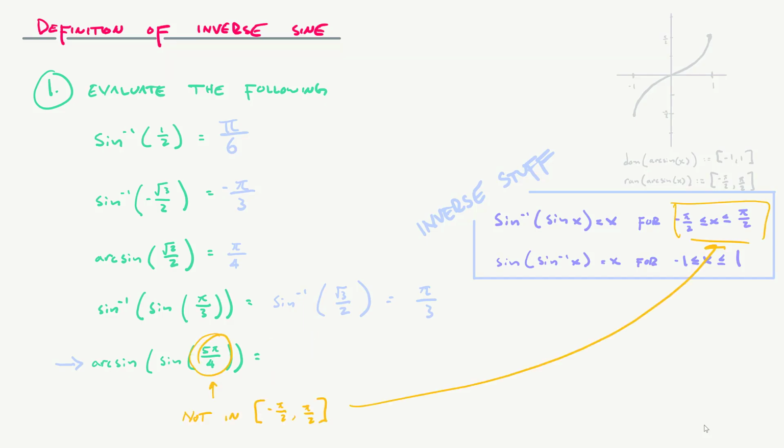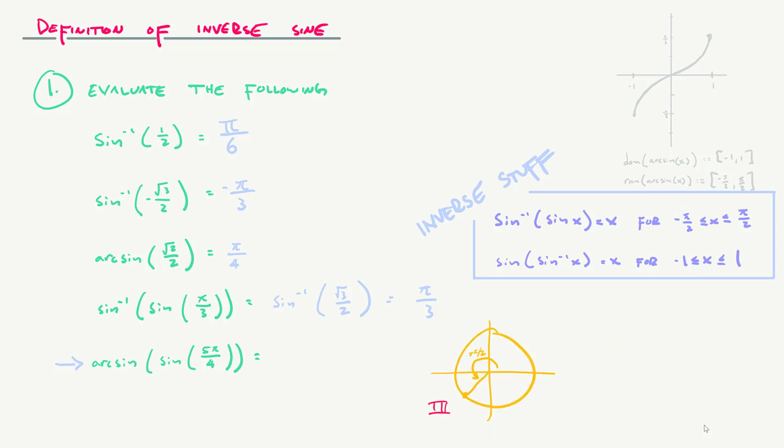You see, 5 pi over 4 is not inside of the interval negative pi over 2 to pi over 2. The arc sine can't give you 5 pi over 4 as an output, right? Its range is specifically between negative pi over 2 and pi over 2, so it's in quadrants 4 and 1 respectively. So what we'd have to do then is just take this in steps.